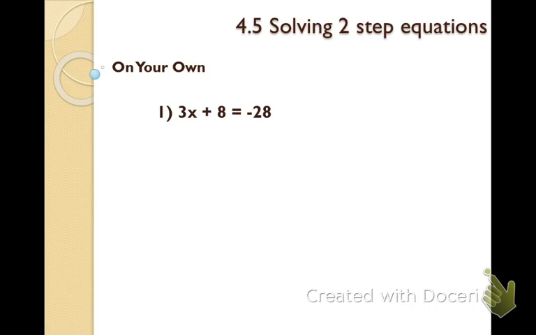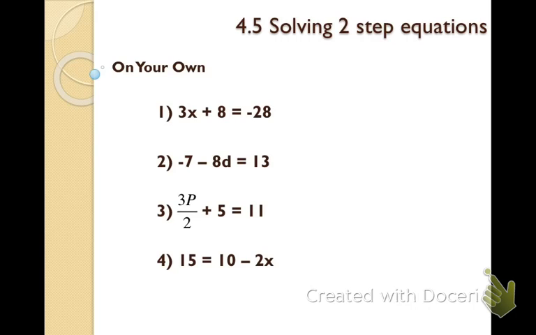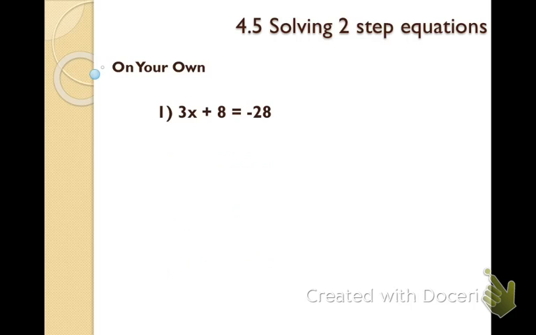Alright. On your own, I want you to do these examples. I will give you a minute to copy these down and work through them on your own. Okay, now that you've had a chance to try all 4 of them on your own, I'm going to work through them. I'm going to go a little fast, so you may need to push pause.